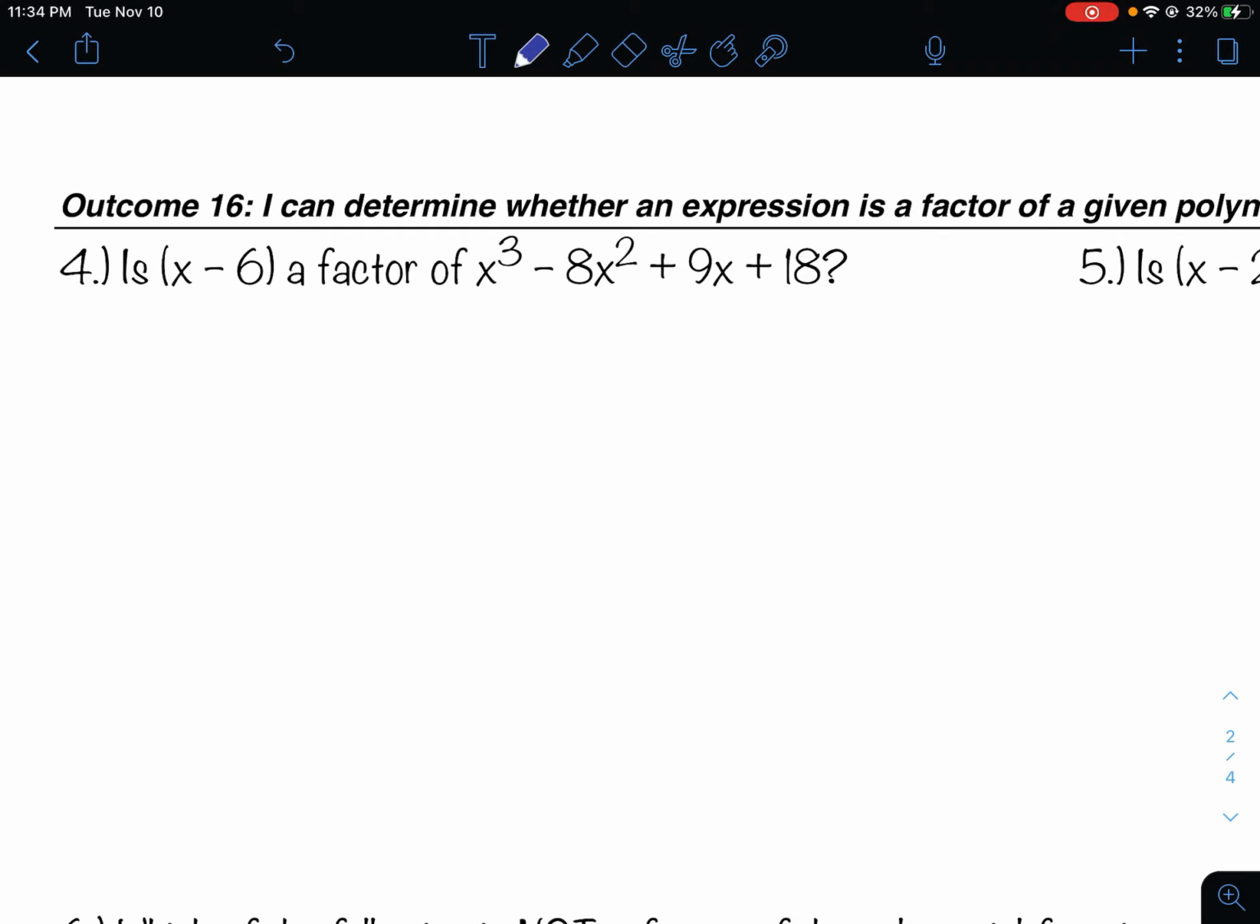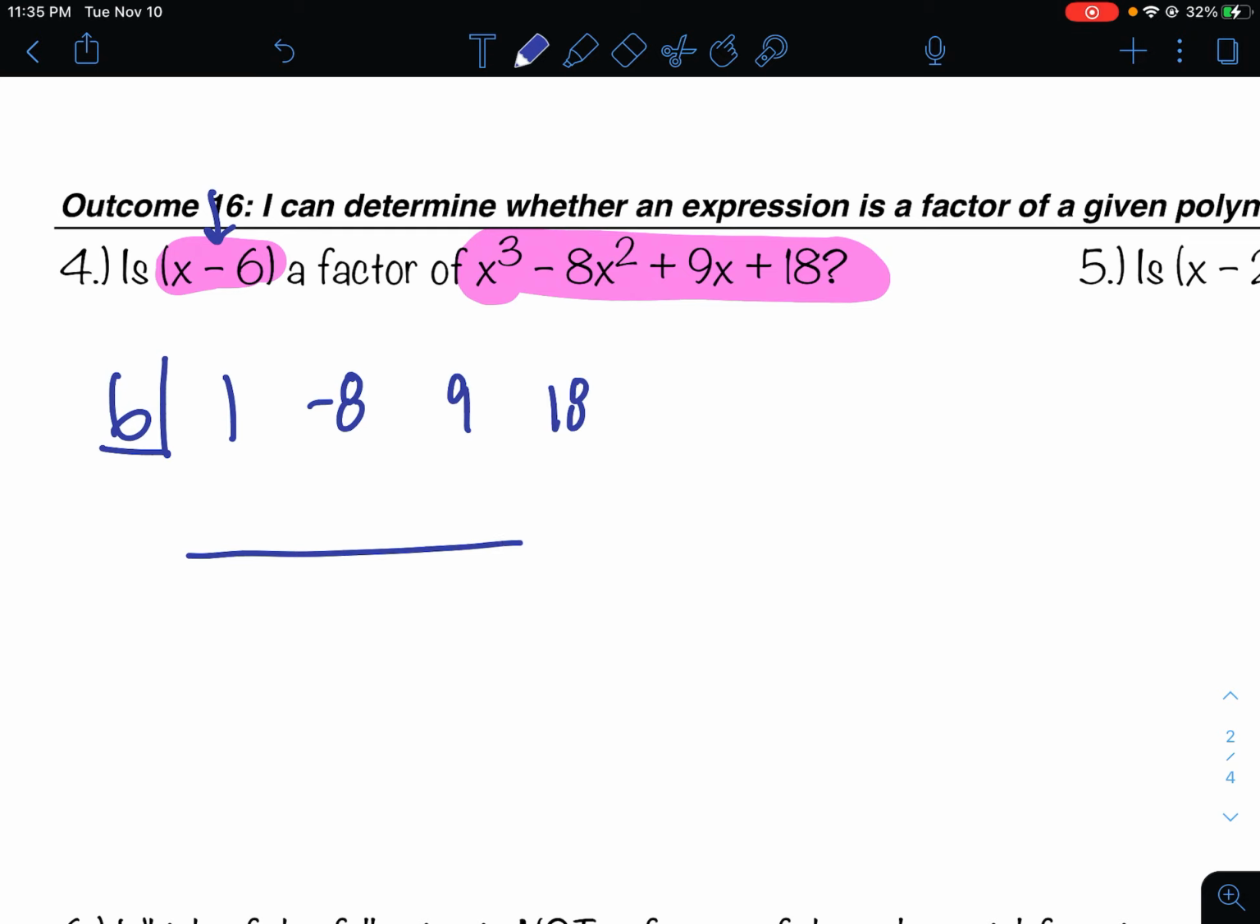So what we do is we actually just divide this into this. And so we can use synthetic division and use this as my divisor. What makes my divisor 0 in this case is 6, because 6 minus 6 is 0. So that makes my divisor 0, so I can use that in synthetic division. I'm going to run this through synthetic division. So I have 1x to the third, negative 8x squared, 9x, and then 18.